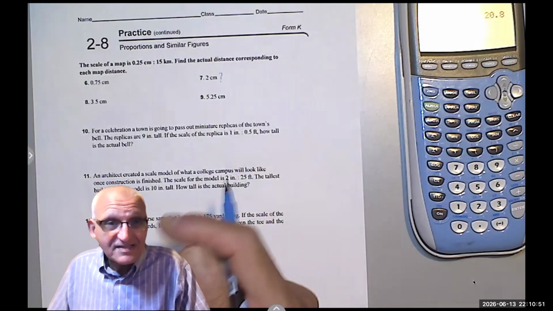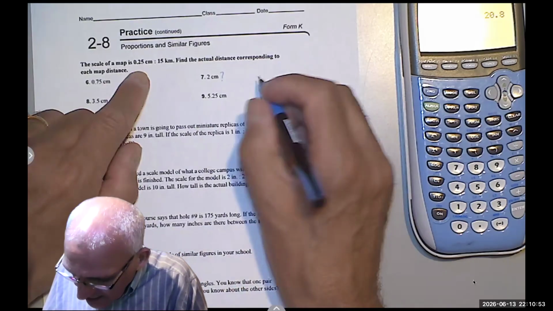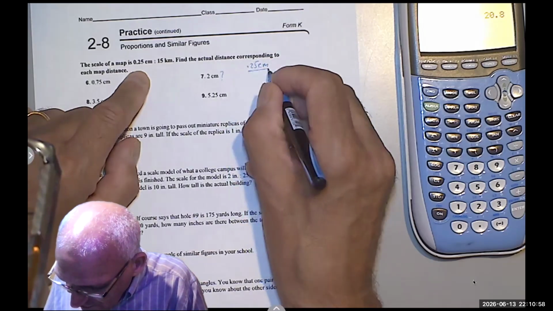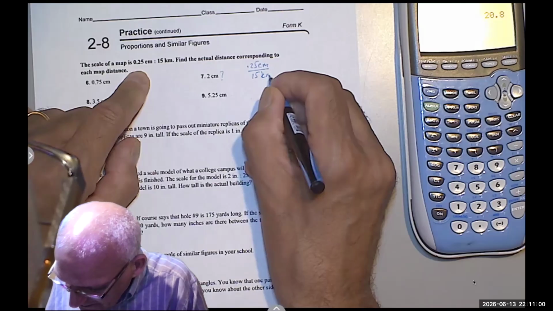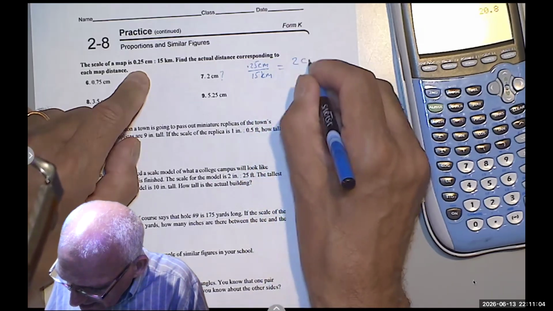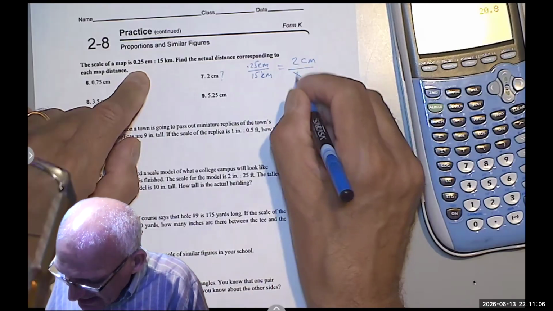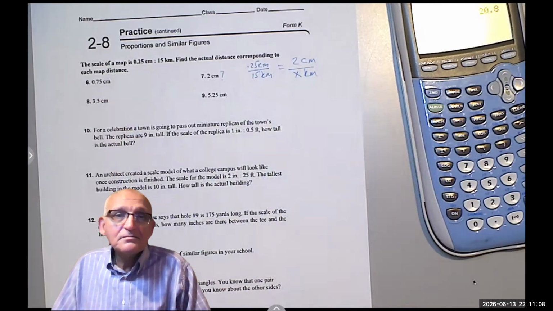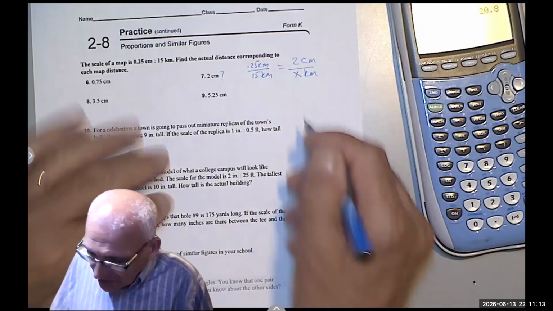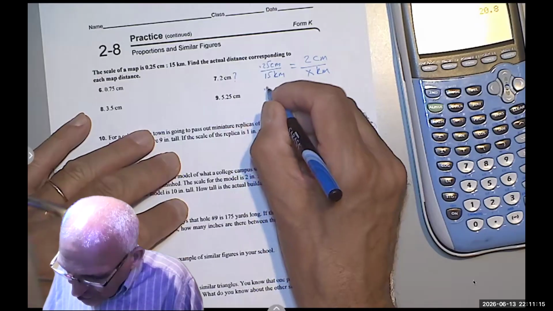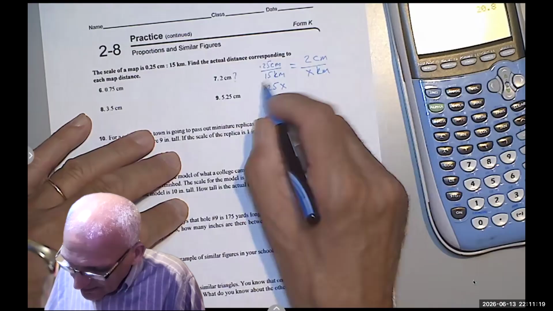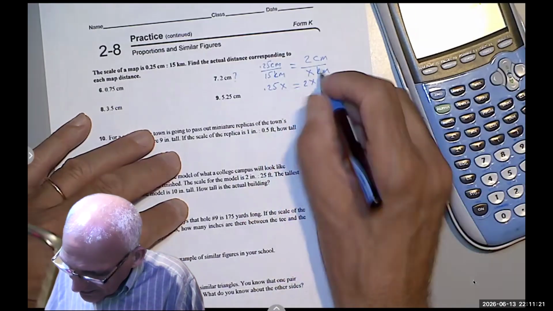Well, I do the same thing. I say 0.25 centimeter over 15 kilometers equals 2 centimeters over x kilometers, and solve for x. So I do the cross multiplication. So I get 0.25x equals 2 times 15, or 30.